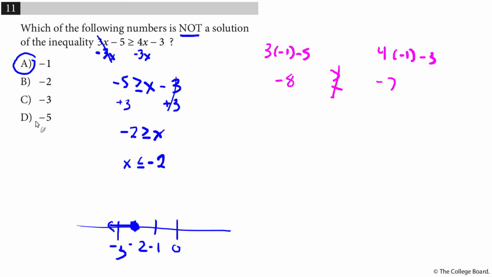I'll put in the negative 5 just to show you what I mean. So if I put in the negative 5, I put 3 times negative 5 minus 5. 3 times negative 5 is negative 15. Minus 5 is negative 20. And I could put the negative 5 in there. So 4 times negative 5 minus 3. 4 times negative 5 is negative 20. Minus 3 is negative 23. And it is true that negative 20 is bigger than or equal to negative 23. So that's why this is not the answer.